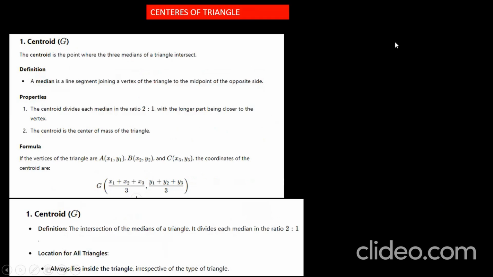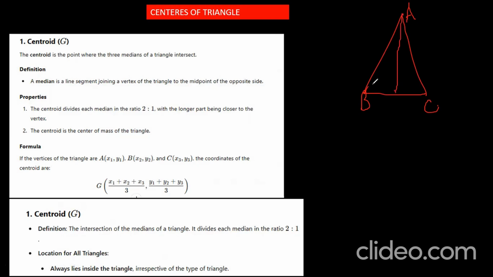Next, one of the important points, the centers which are present in a triangle. What are the different centers present in a triangle? Centers of a triangle. If you go for the centroid, that is the first center. Say this is triangle ABC. The centroid is the point where the medians of a triangle intersect.